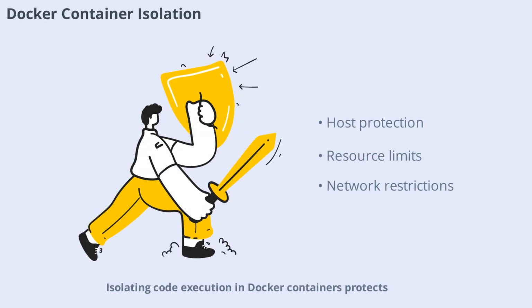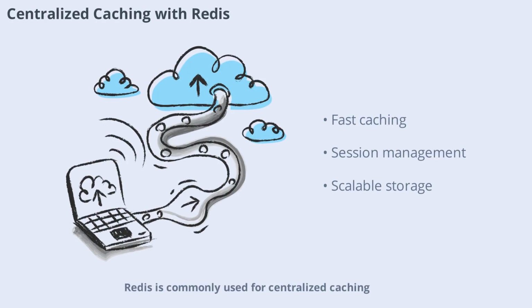Isolating code execution in Docker containers protects the host system from malicious or faulty code. By configuring containers with strict resource limits and network restrictions, organizations can safely enable AI agents to execute code without risking broader system integrity.